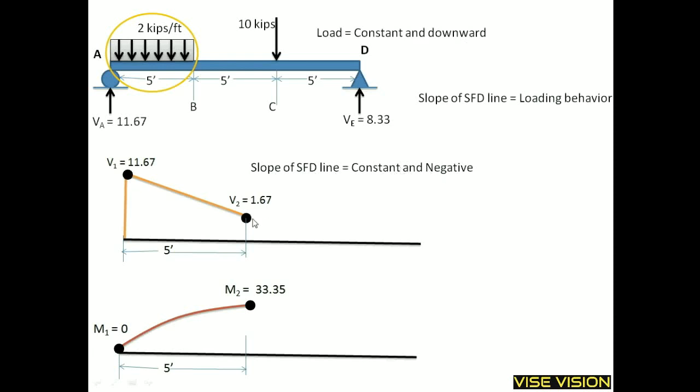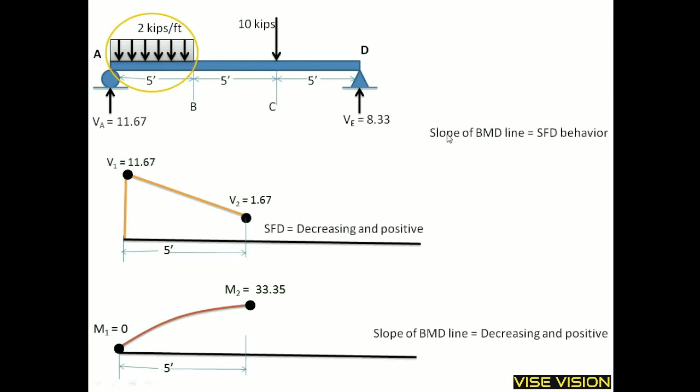Its slope is constant, it is a constant slope line, and it is downward. From this point it is downward, so it is taken as negative. So this is how the slope of the SFD line should be taken. Now I will explain the slope of the BMD line. The slope of the BMD line is equal to the SFD behavior. How is the SFD behavior?